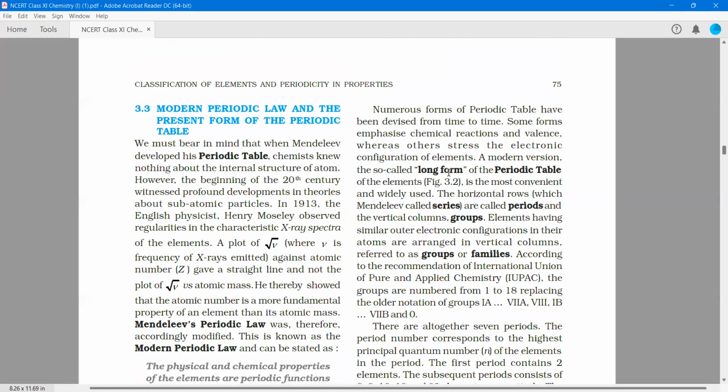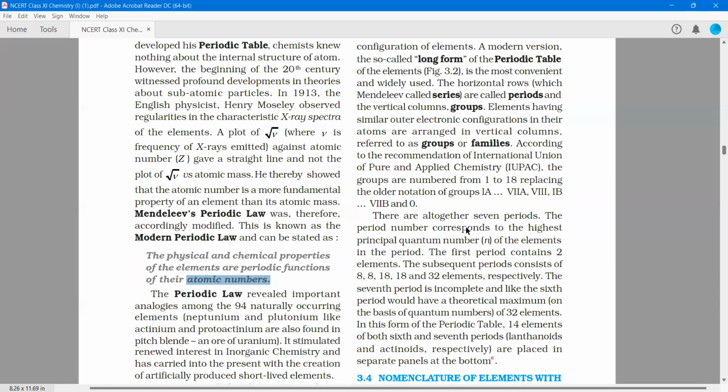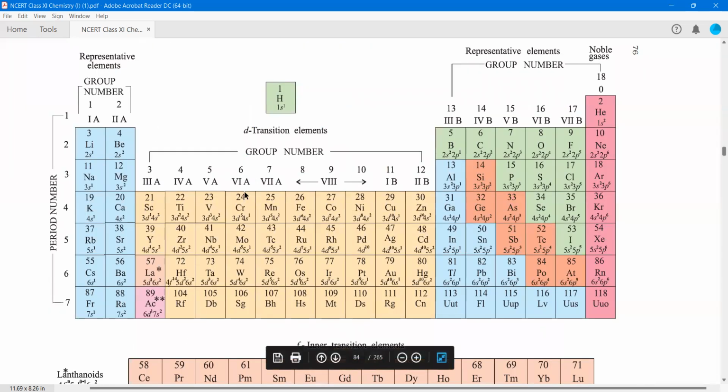Numerous forms of the periodic table have been devised from time to time. Some forms emphasize chemical reactions and balance, whereas others stress the electronic configuration of elements. A modern version, the so-called long form of the periodic table of the elements, which is given in figure 3.2, is the most convenient and widely used. The horizontal rows, which Mendeleev called series, are called periods, and the vertical columns are groups. We know this, right? When you go vertically, these are called groups. When you go horizontally, these are called periods.